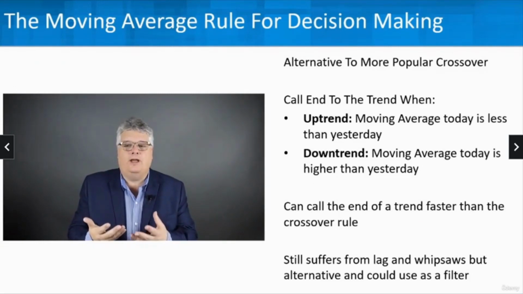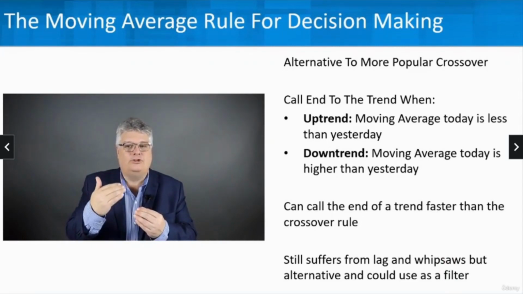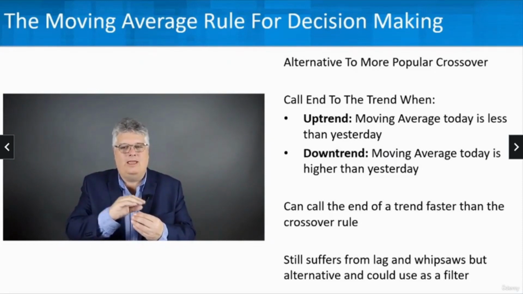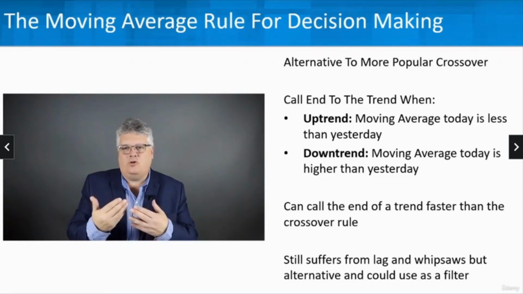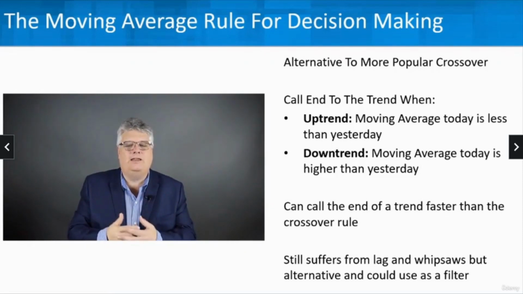So if there's an uptrend, and today's moving average is less than yesterday's, you could start calling an end to an uptrend with that. And the opposite, of course, would be in a downtrend. It's been downtrending, and if the moving average today is higher than yesterday, you're basically taking your most recent data point and then looking at your overall trend. The advantage of this is you're not looking at crossovers, you're just strictly looking at the moving average line over the period of time.